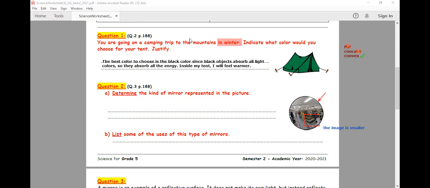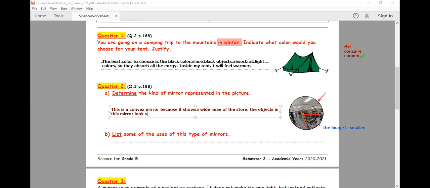I think we should not forget to justify. This is a convex mirror. Why? Help me with this. You can unmute yourselves. I'm talking with all of you. Why is this a convex mirror? Can we say because it gives a wide image of the store? That's right. Bravo. Because this gives a smaller image of the objects. This is a convex mirror because it shows a wide image of the store. The objects in this mirror look smaller in size.